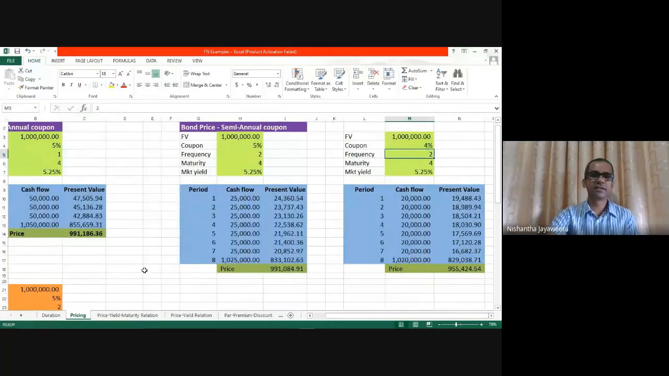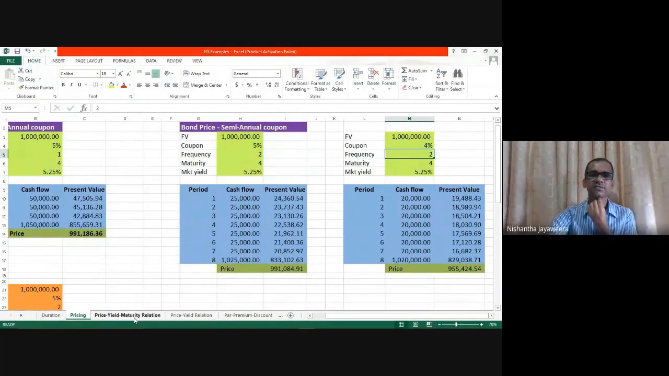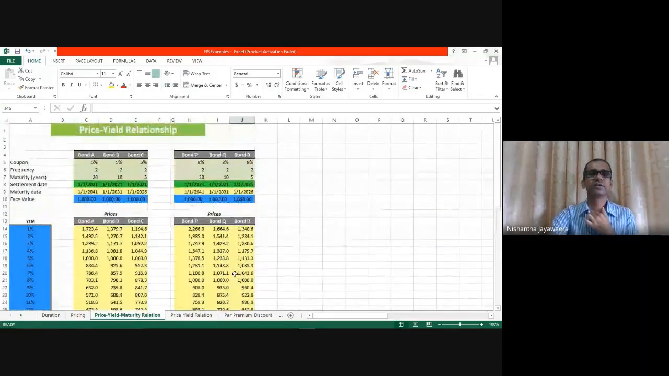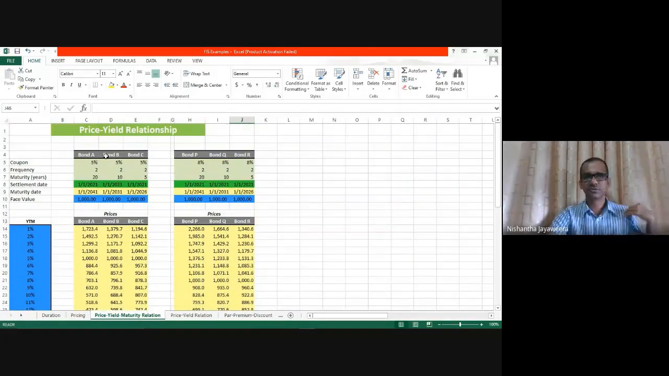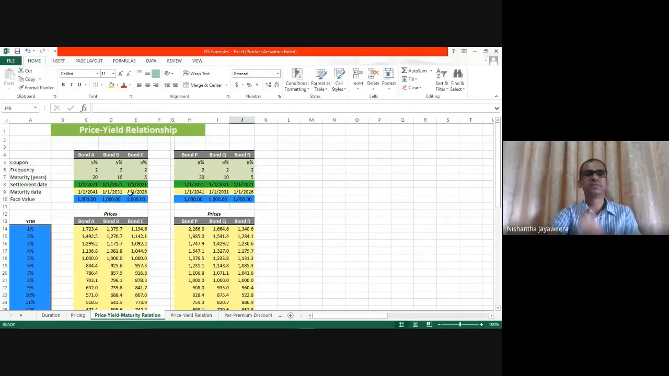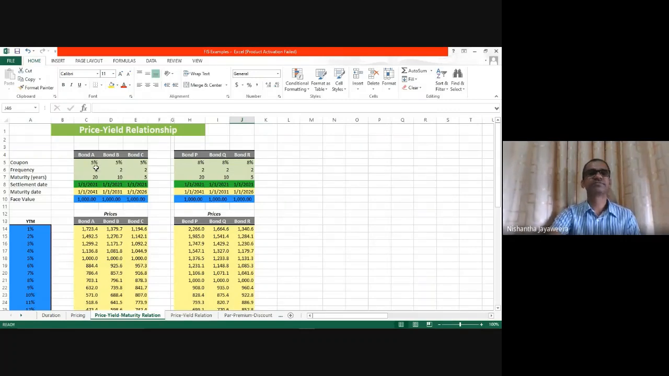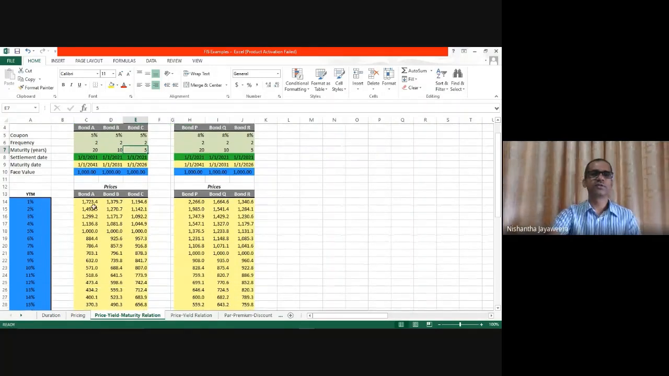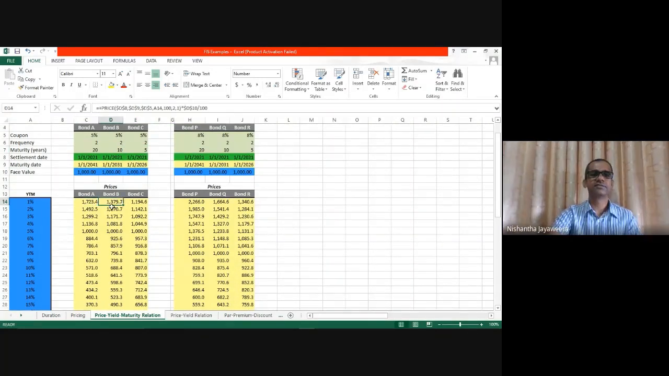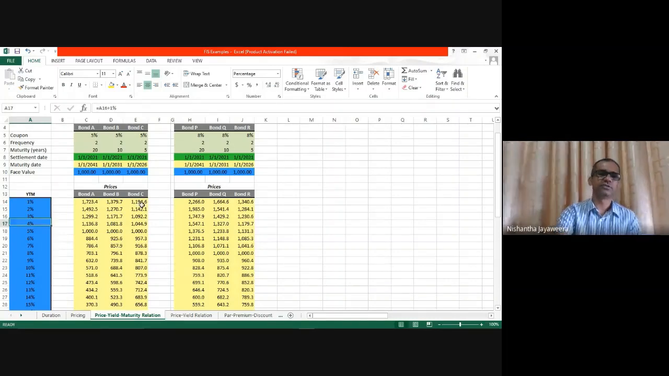So with that, I'll move into this one as well. I think that is also good at this point. This is to show you the price and yield relationship. Here you can see there are 3 bonds. Coupon is 5%, frequency of coupon payments is 2. Maturity is 20, 10, 5. Same settlement date, same face value. But I calculated the price at different yields to maturity.